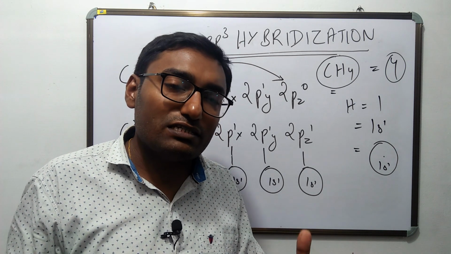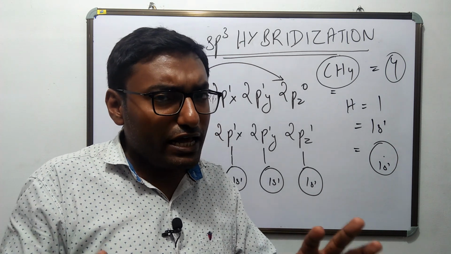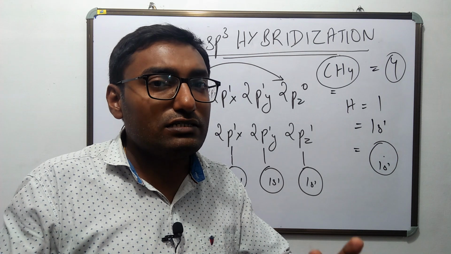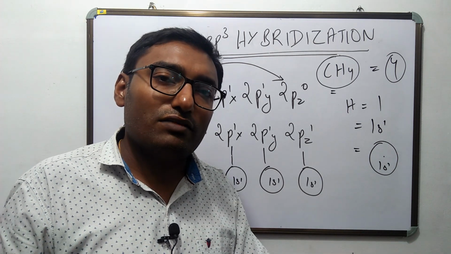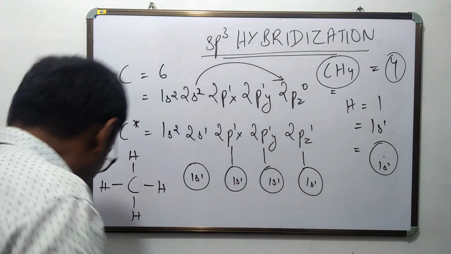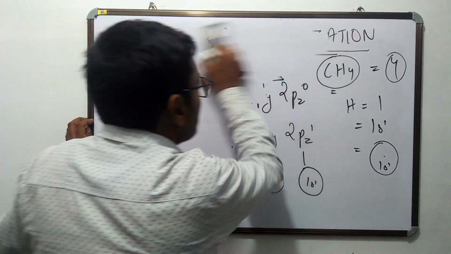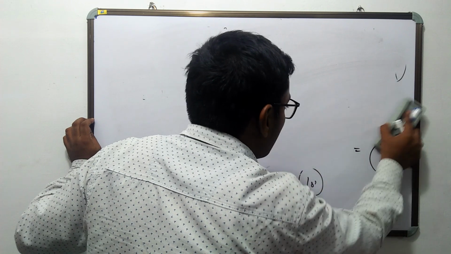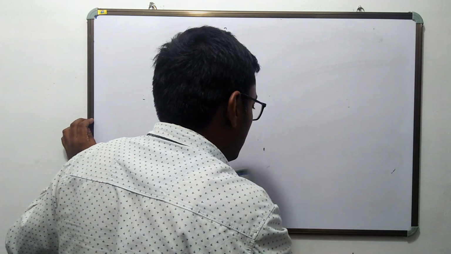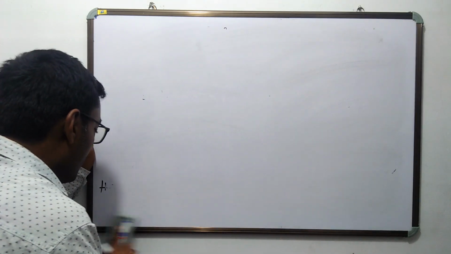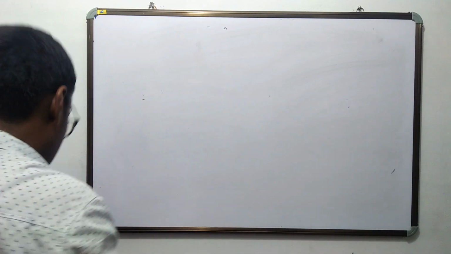So now we will discuss the concept of hybridization. What actually happens? How do the energies become equal? We will discuss. We have the board, so I am going to draw the activated carbon electronic configuration one more time on the board.